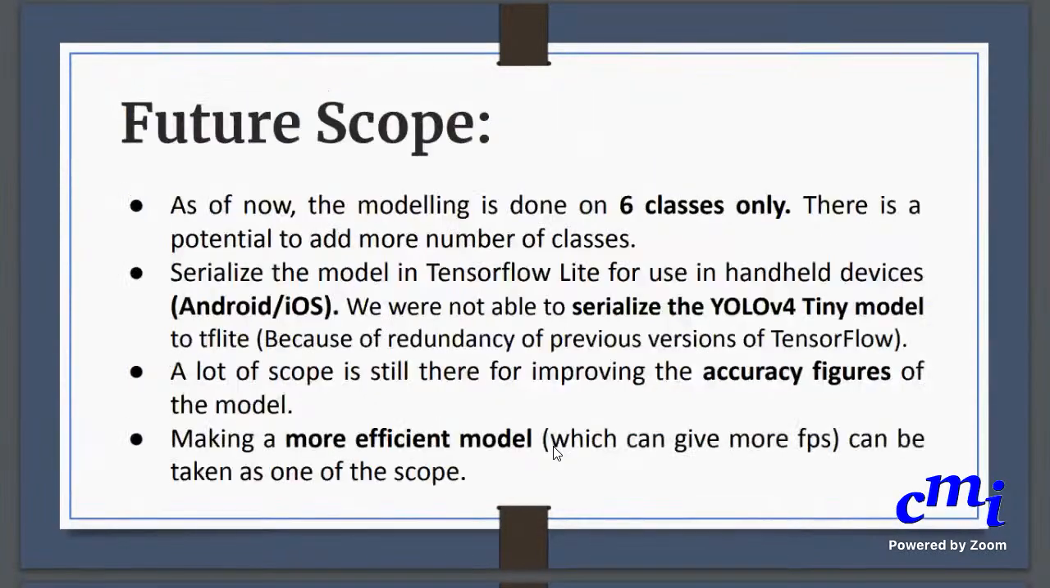So this was the final conclusion, and here are some of the future scopes of the project. For example, at this moment, we had trained our model only on 6 classes, but there is still potential to add more classes.